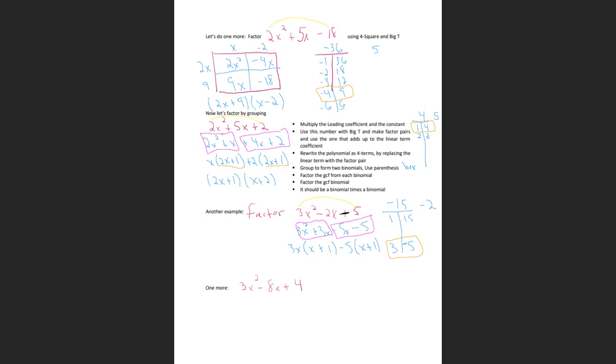So now we factored out the GCF of each binomial. We're now going to try to factor out the GCF binomial. That's our last step. So the GCF binomial is the binomial that they have in common. So notice how these two terms have that x plus 1 in common. So I want to factor that out so that x plus 1 comes out, and then I'm left with this 3x minus 5 as my second binomial. So I have a binomial times a binomial.